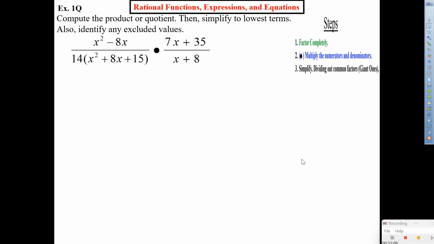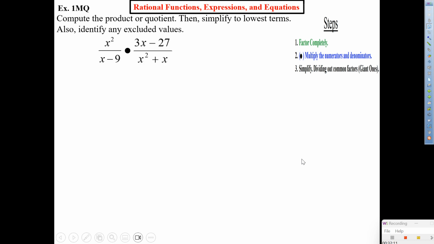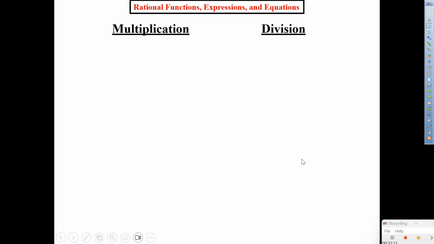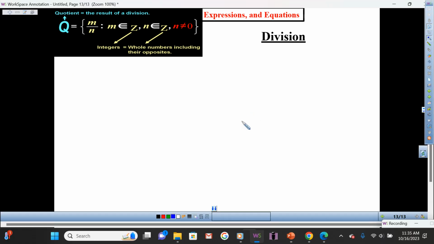So, go to division. Look up to the screen. So we covered multiplication. What's so different between multiplication and division, Mr. Q? Well, let me show you. We have to think about our definition that I started with when we started with rational. So look up to the screen. Let's say I gave you the fractions 4/15 divided by 10 over 12.